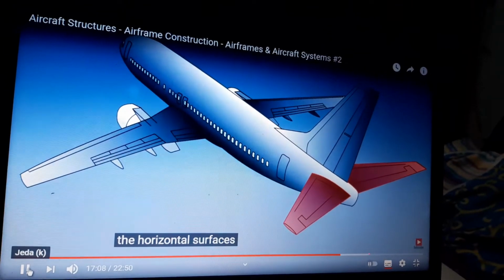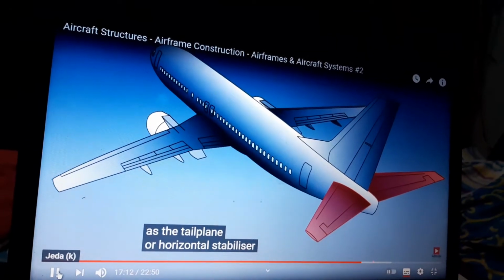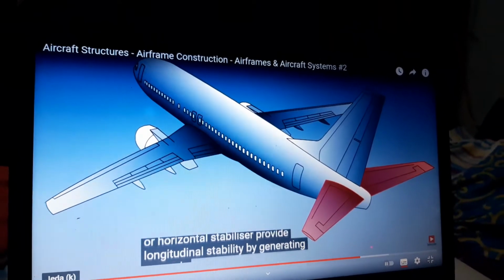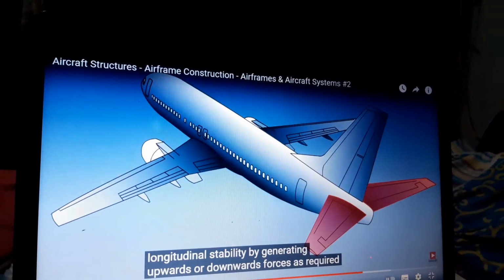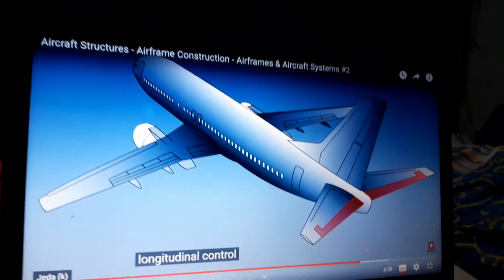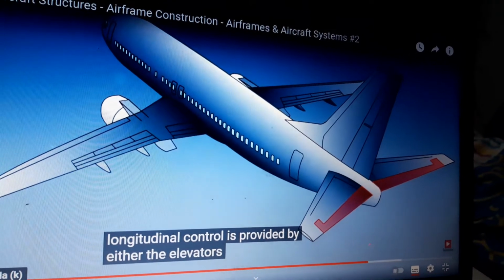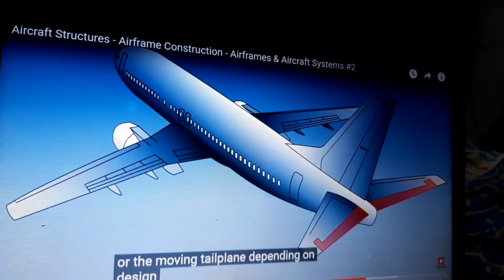The horizontal surfaces, which are known as the tailplane or horizontal stabilizer, provide longitudinal stability by generating upwards or downwards forces as required. Longitudinal control is provided by either the elevators or the moving tailplane, depending on design.